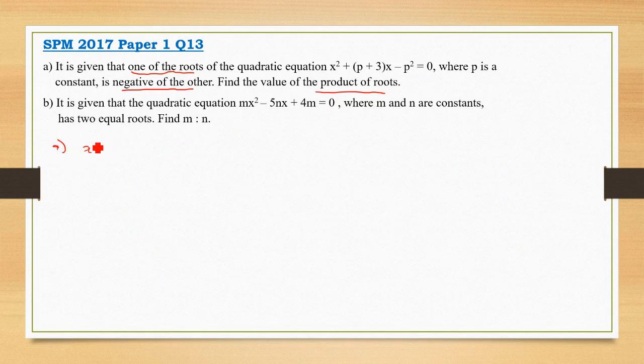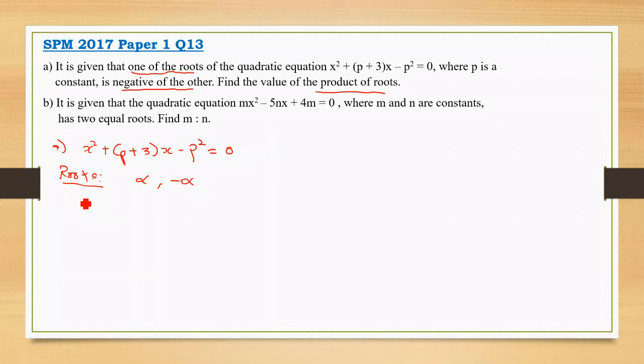So you have x squared. I just write the equation first. Okay, so what are the roots? You can call them whichever names you want. Normally we use alpha and beta. You can use any letter you want. So let's use alpha. If one is called alpha, the other one is negative alpha.